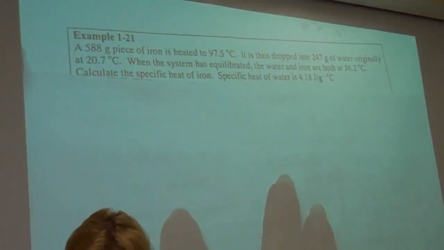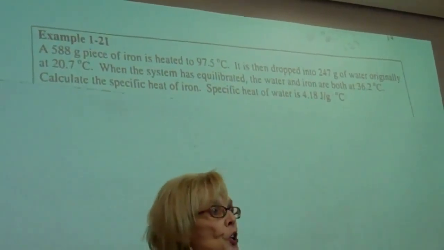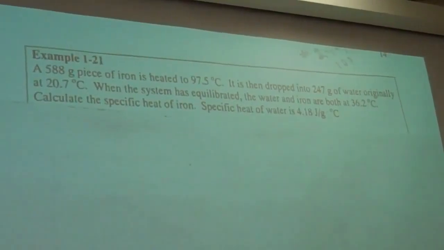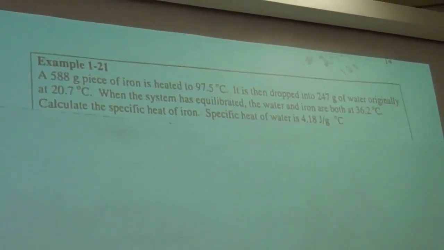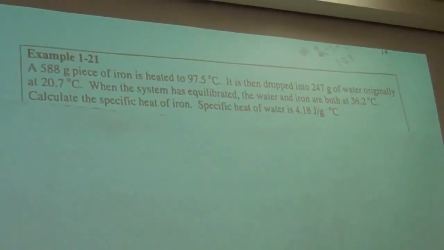The next one, we did a heat problem, but this is a harder heat problem. It's also going to be like something we're going to do in the laboratory, not the next lab, but we have a lab doing a specific heat, just like this. Let me get rid of some of this extra stuff.